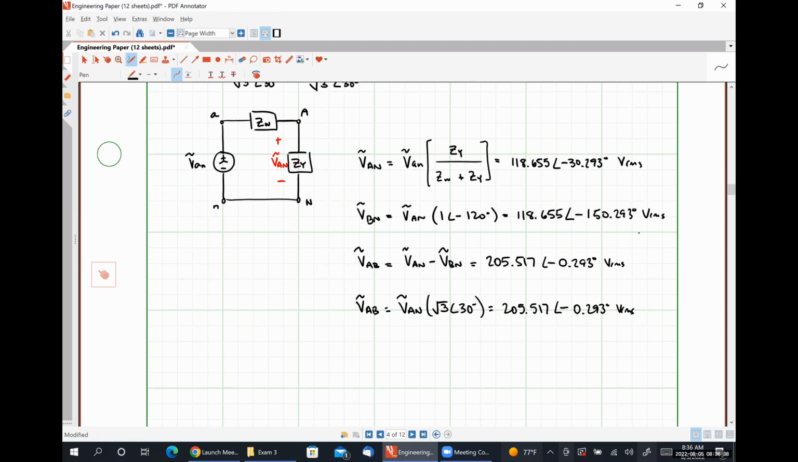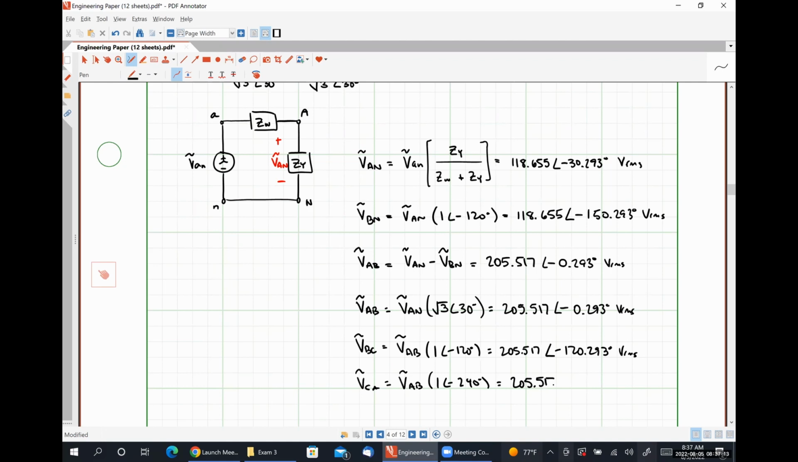From here, VBC is simply VAB times 1 angle negative 120 degrees, which is 205.517 angle negative 120.293 degrees volts RMS. And VCA is just VAB times 1 angle negative 240 degrees, which would be 205.517 angle negative 240.293 degrees volts RMS.